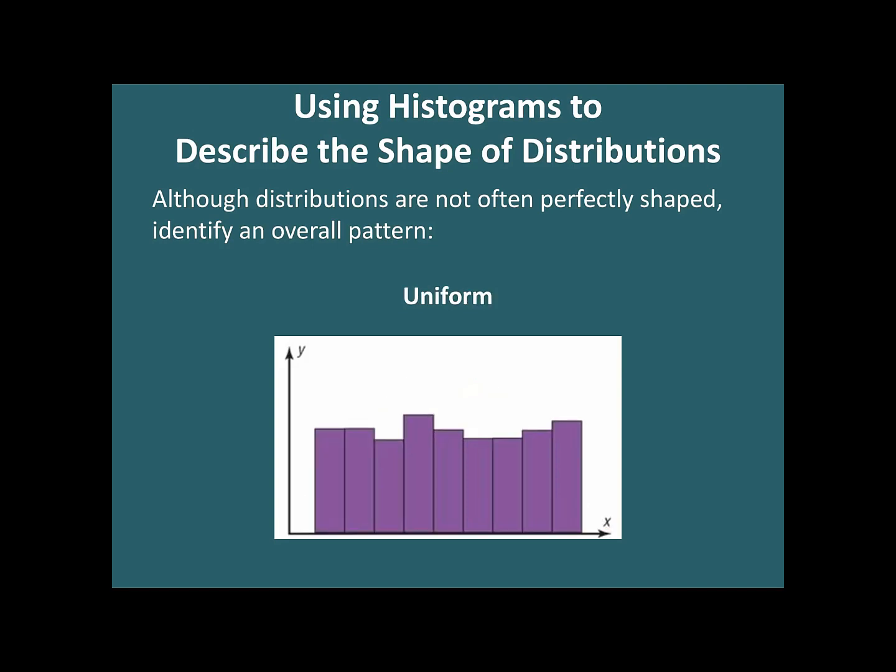Next, uniform histogram. You'll notice that almost every height of this histogram are almost the same. Now, are they exactly identical? No. But all these heights are very close to each other. That would make this a uniform histogram.